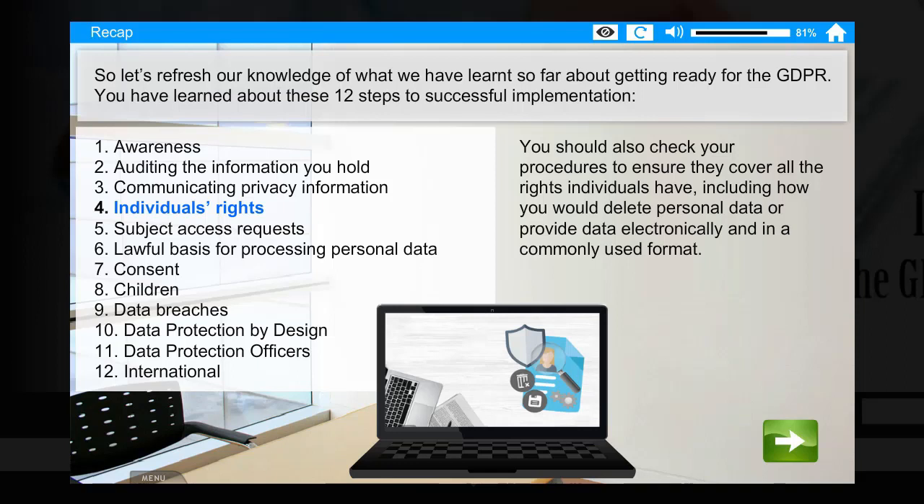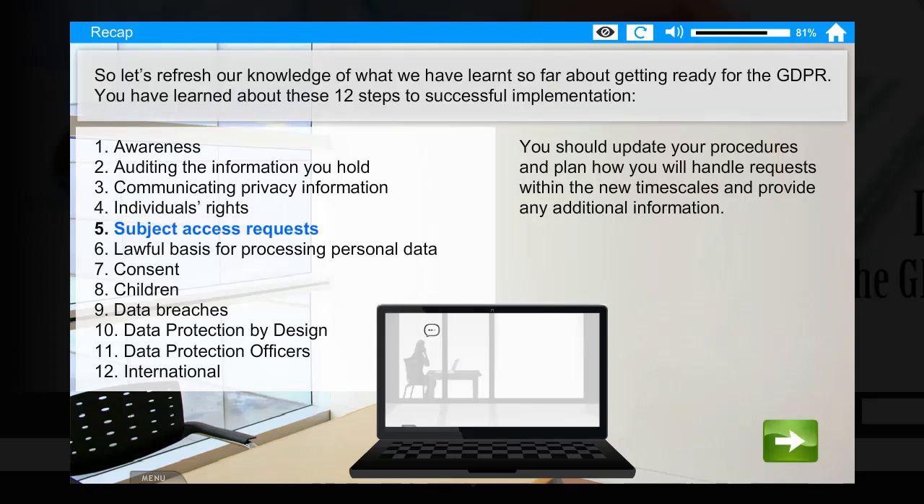Step 4. Individuals' rights. You should check your procedures to ensure they cover all the rights individuals have, including how you would delete personal data or provide data electronically in a commonly used format. Step 5. Subject access requests. You should update your procedures and plan how you will handle requests within the new timescales and provide any additional information.